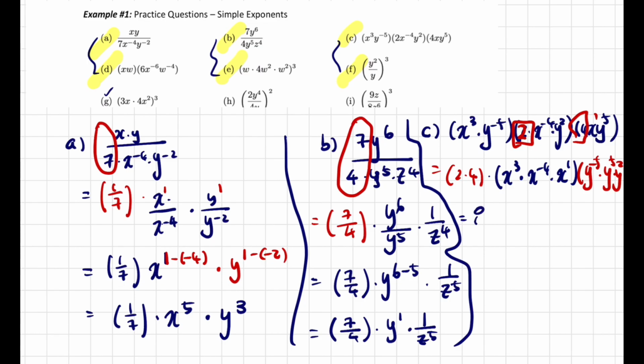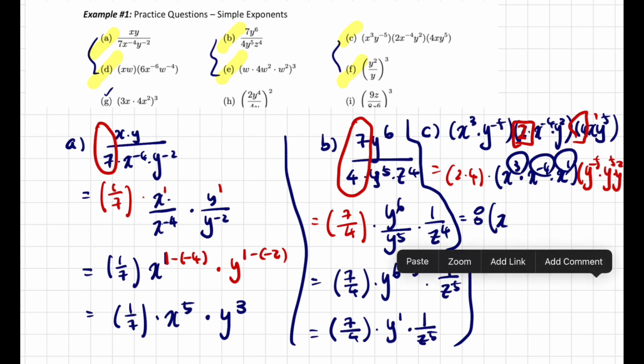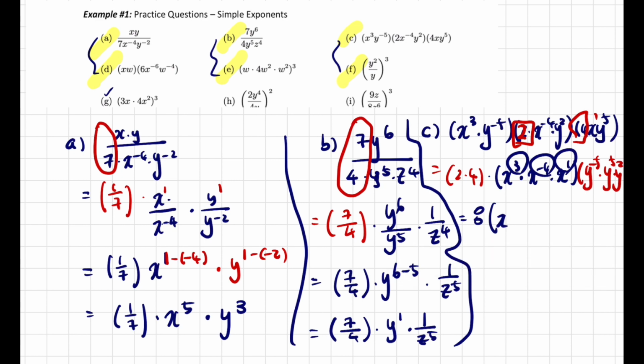Then we have 8 times, so we have a product rule, which means we have to add all the exponents together, right? So x to the power of 3 plus negative 4 plus 1 is 0, and y to the power of 2, right? And using the zero exponent rule, we know that x to the power of 0 is equal to 1, so we have 8 times y to the power of 2. That we got our answer.